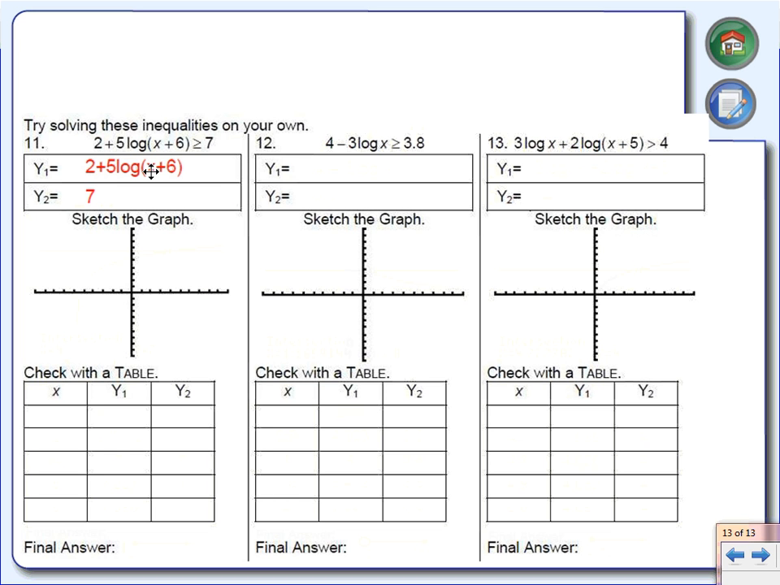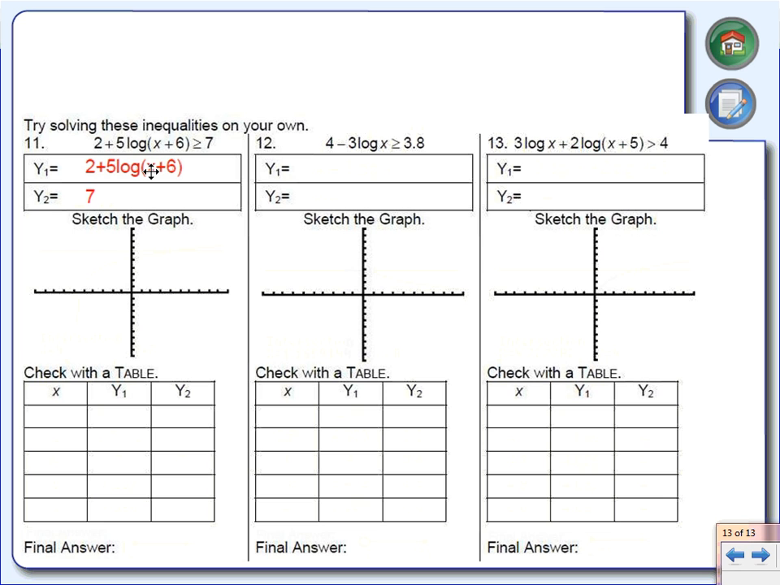Remember, we're using both y1 and y2. What we should see is two graphs. We're going to see our logarithmic graph, and we're also going to see a horizontal line. And that horizontal line is representing that 7 that we put into y2. Now, these two graphs are going to intersect.